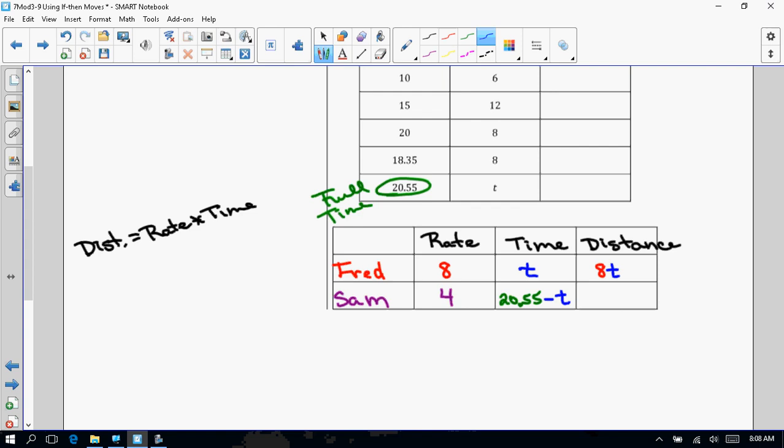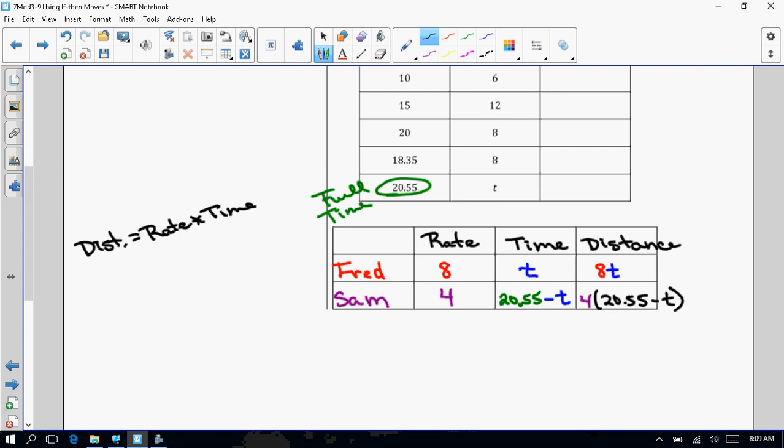Okay, it's a little tricky, I know. So for distance equals rate times time, that great old mess there, I'm going to multiply 4 times 20.55 minus t. Okay, there's how we're going to figure out those formulas. Notice this nice chart helps me keep it all organized. There are several problems you'll be doing for homework that are set up similar to this, so I recommend making some kind of a chart like that.